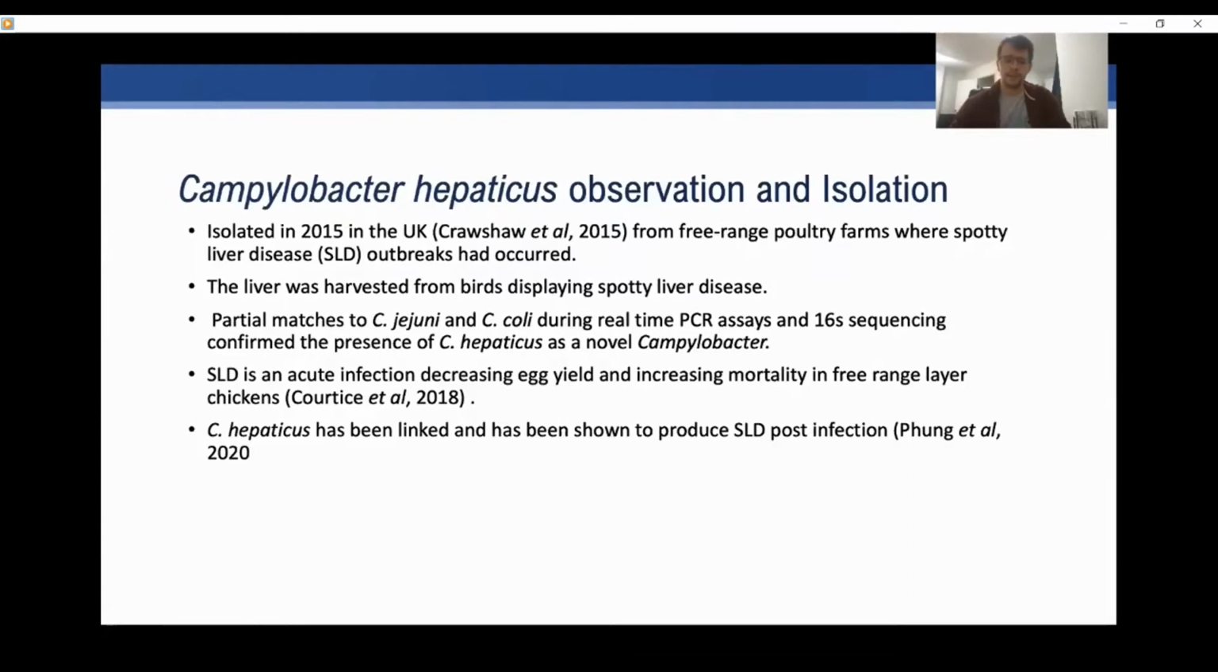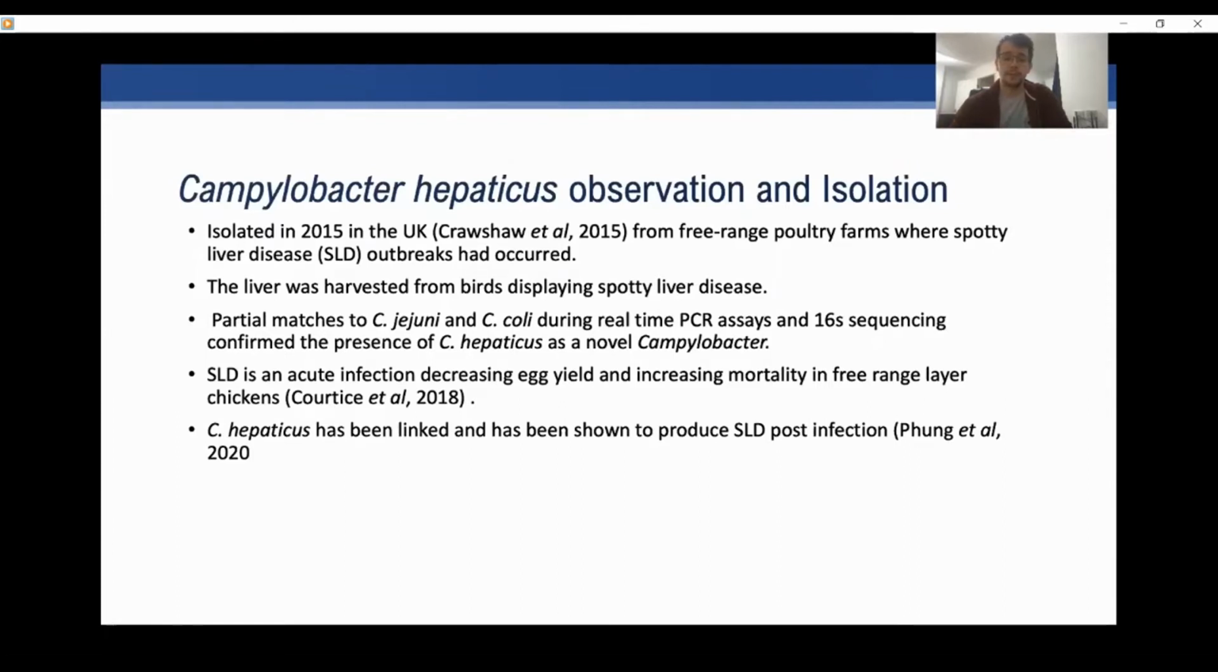Spotty liver disease is an acute infection that decreases egg yield and increases mortality rate in free-range layer chickens. Interestingly, spotty liver disease outbreaks rarely occur in battery farm chickens. It only really occurs in free-range poultry, which leaves the door open to a possible transmission model from wild birds to domesticated birds.